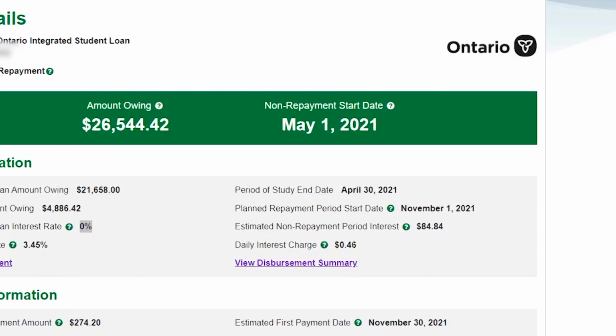Okay, so for 6 months after you graduate, you're in what's called a grace period, which means you don't have to start paying back any of the loans. However, during the grace period, the provincial portion of the loan will still accumulate interest daily. So if you look over here, it gives me an estimate of the interest that I will have to pay during the grace period. So for me, I'll have to pay 46 cents a day in interest, and at the end of 6 months, the total interest that would have accumulated is an estimated $84.